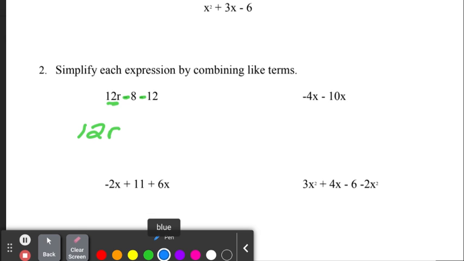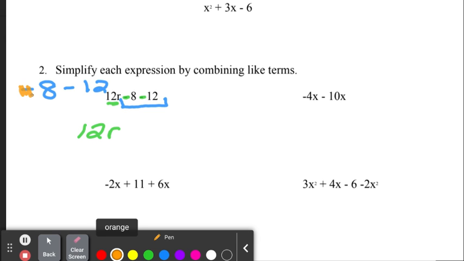Then here, we have a minus 8 and a minus 12. If you put this into your calculator, remember minus and negative are the same, but your calculator will not let you put a subtract 8, subtract 12. You're going to freak the thing out. So what you have to do, instead of using the subtract symbol here, use the negative symbol, and that will give you negative 20. So for my answer, I'm going to write 12R minus 20.